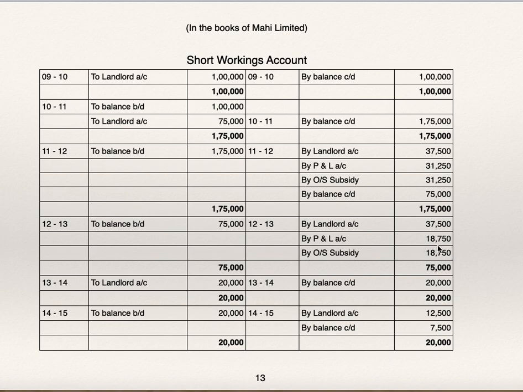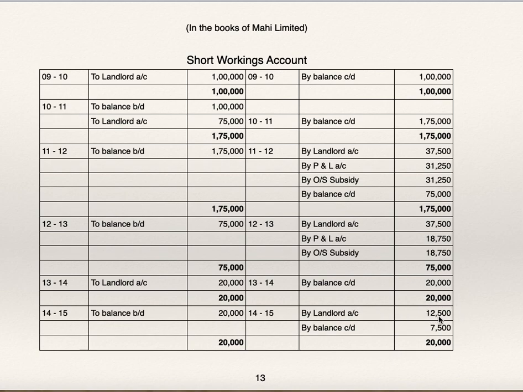By outstanding subsidy, this is short working receivable from state government, outstanding cash subsidy. So no balance. This matches. For the year 13-14: to landlord 20,000, by balance carried down 20,000. For the year 14-15: to balance brought down 20,000, same balance.